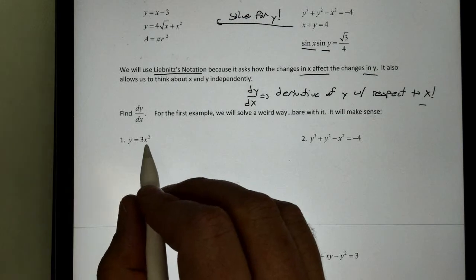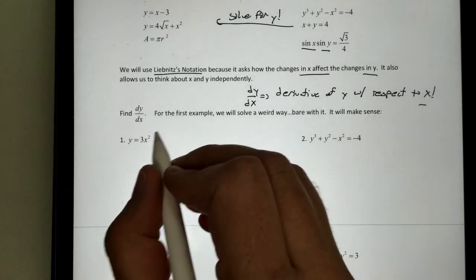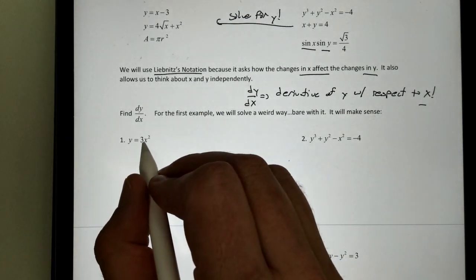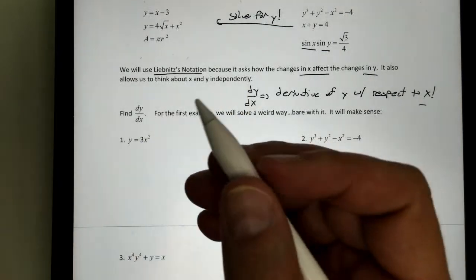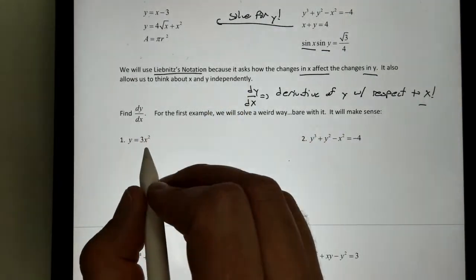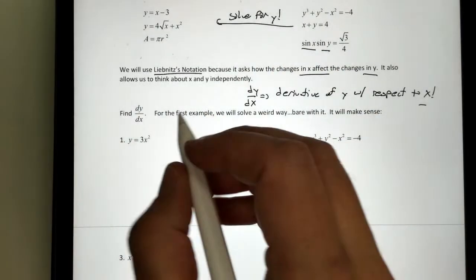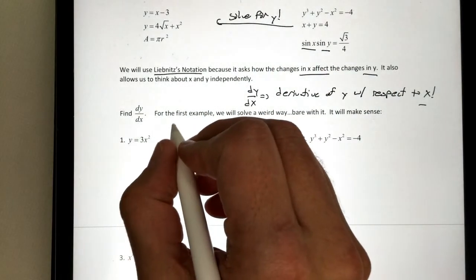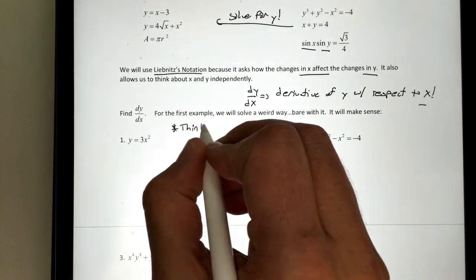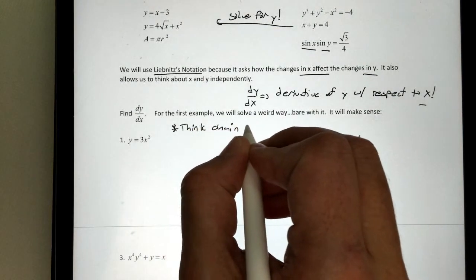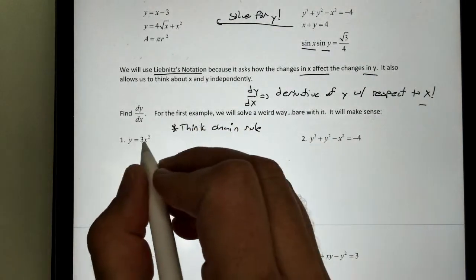This is an explicit function. And of course, we know the answer: the derivative of y equals 3x squared is just going to be 6x. But let's take a look at this another way. Let's do this what we call implicitly. When we think implicit, we always want to think chain rule. There's always an inside. And what do I mean by that?